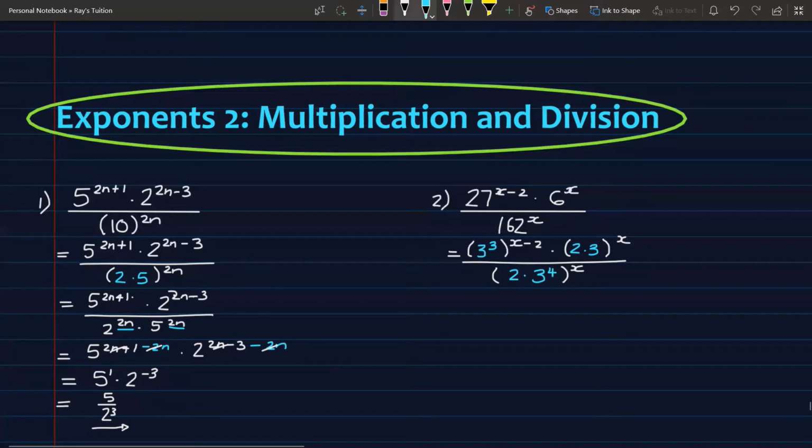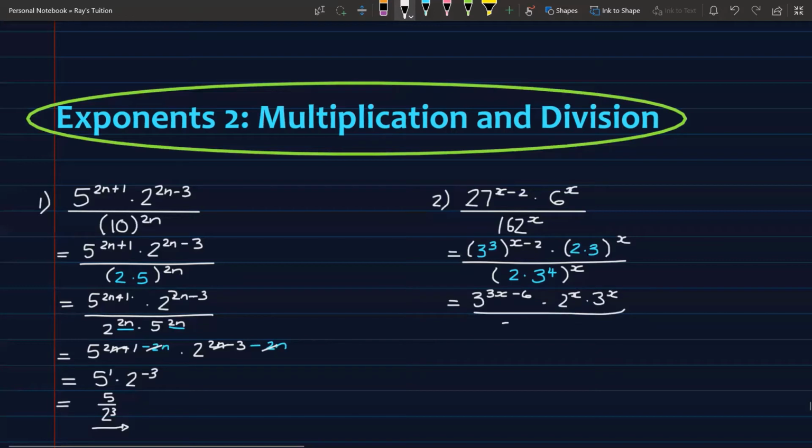Now we're going to sort out the powers with each thing. So here we're going to distribute this 3 to the x and to the minus 2. So this will be 3 to the power of 3x minus 6. It's very common that people forget to distribute the 3 to the second term over there. Please don't. And then we're going to distribute this x to the 2 and the 3. So this becomes 2 to the power of x times 3 to the power of x all over. And we're going to distribute again.